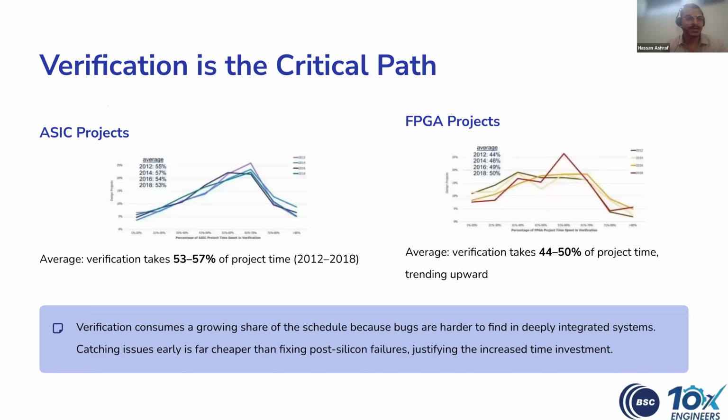So moving forward, verification has become the critical path for both types of projects, for ASIC and for FPGA projects. Here we have some information. The average verification takes more than 50% for the ASIC projects, and around 50% for the FPGA projects.